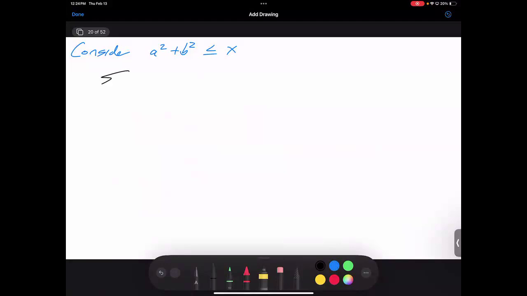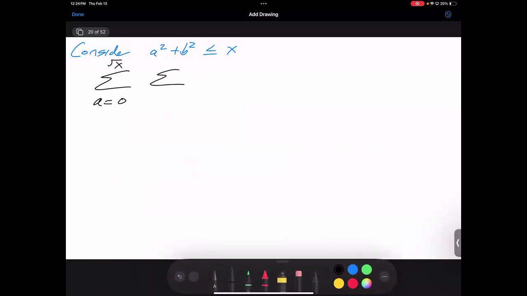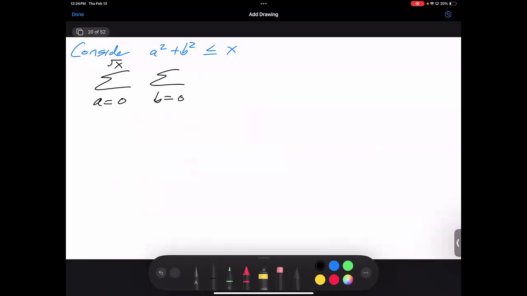So let's study the sum. A goes from 0 to square root of x. And then how large can b get? If I want a squared plus b squared to be at most x, given a, how large can b get? The square root of x minus a squared. And I can count all of those pairs.